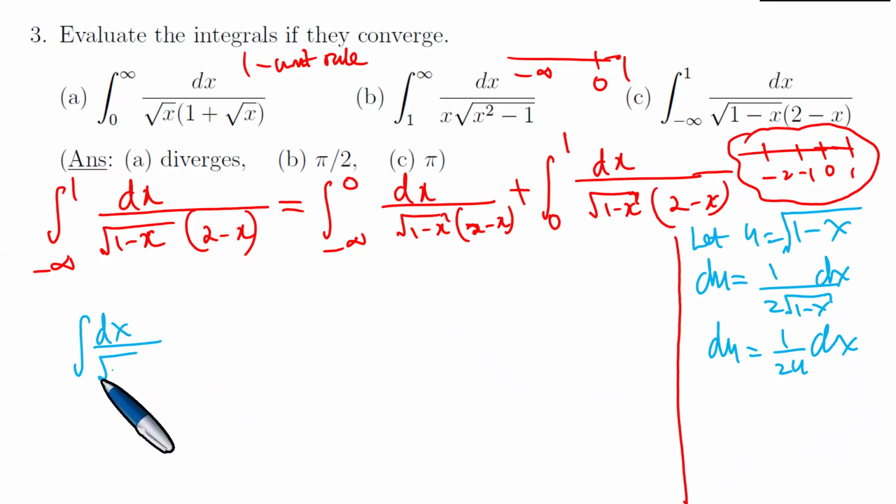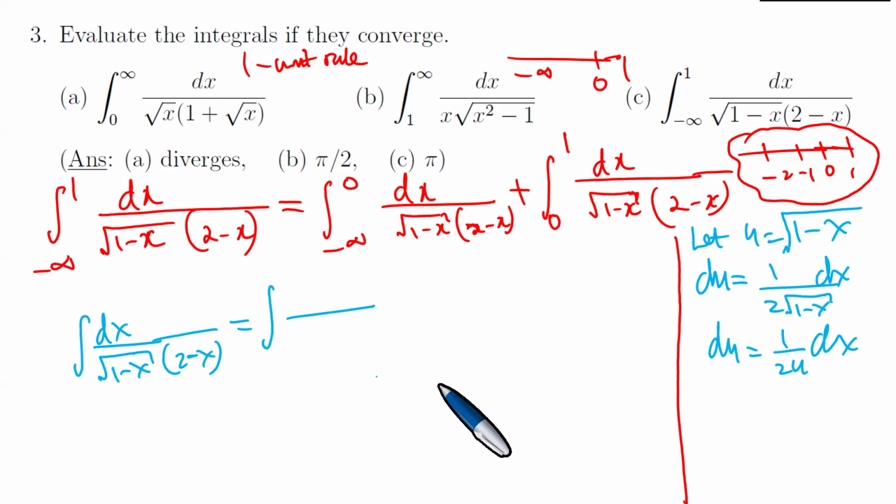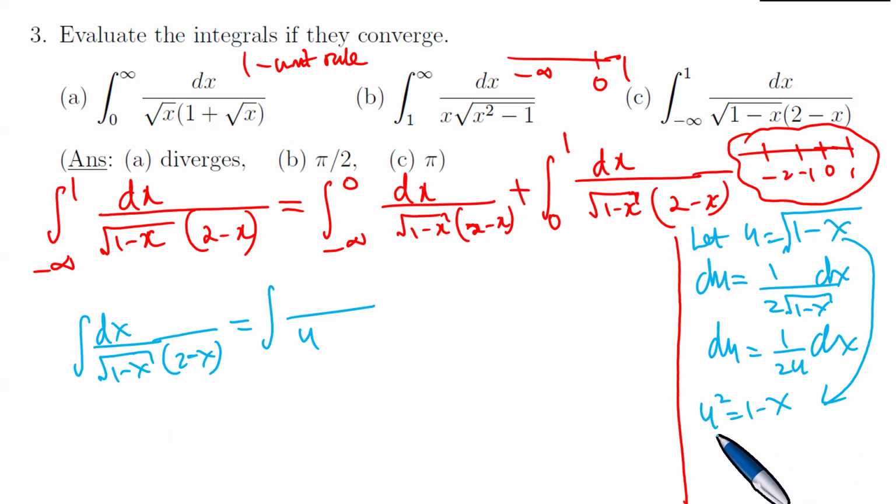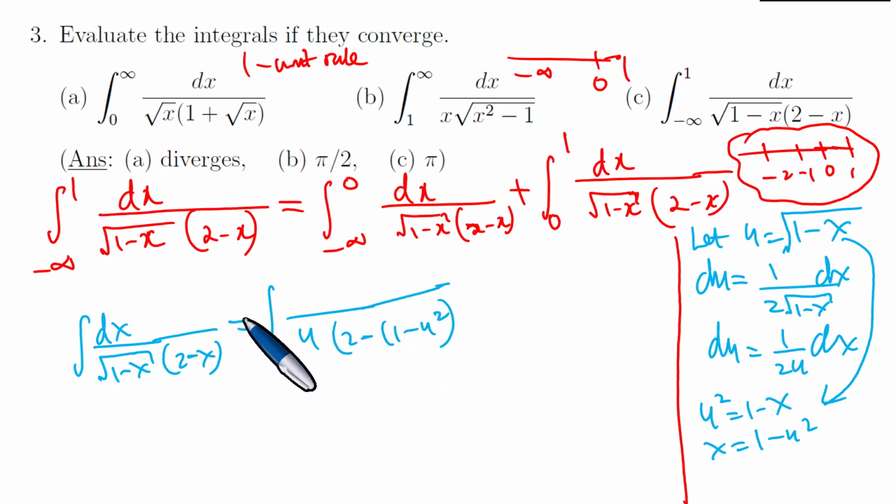So you have the dx, 1 minus x, 2 minus x. To deal with this integral, we're going to have exactly the u here, and then you have the 2 minus x. What is 2 minus x? You square both sides from this point, getting u squared is 1 minus x, meaning x is 1 minus u squared. Wherever there is x, you put 1 minus u squared. What is the dx? Which is 2u du.